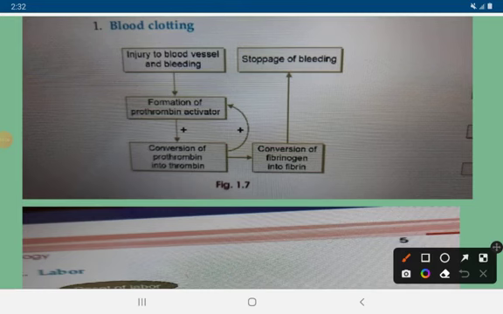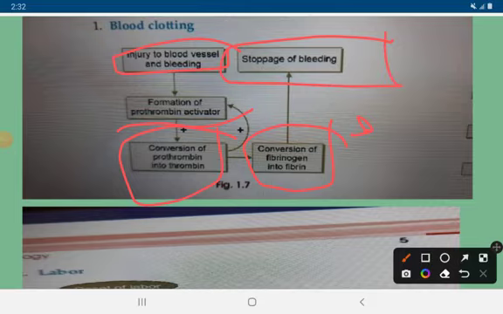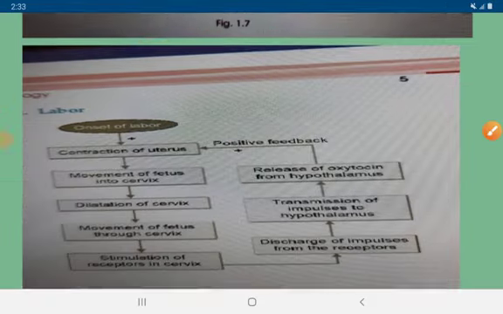Firstly, there is the example of blood clotting in the positive feedback mechanism. Damage to the blood vessel and bleeding lead to formation of prothrombin activator, which leads to conversion of prothrombin to thrombin, and then thrombin helps in conversion of fibrinogen into fibrin, which leads to stoppage of bleeding.